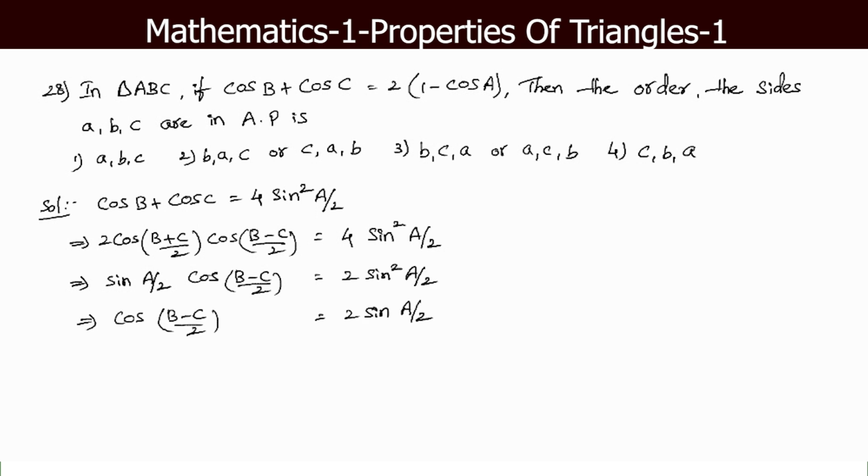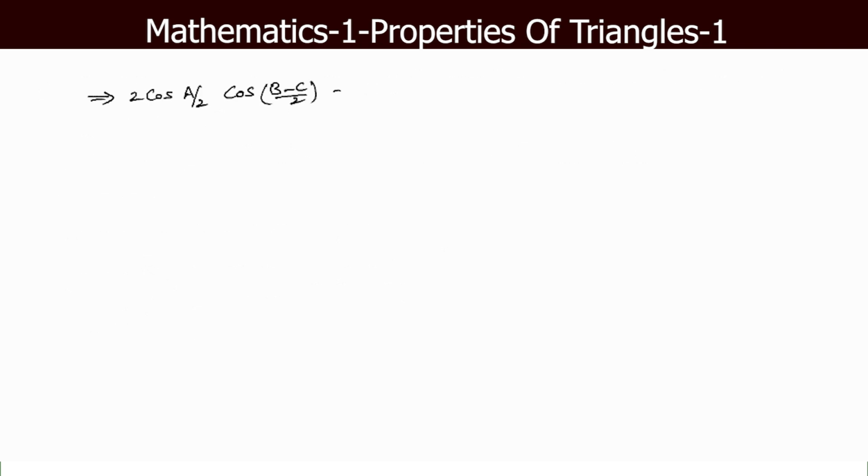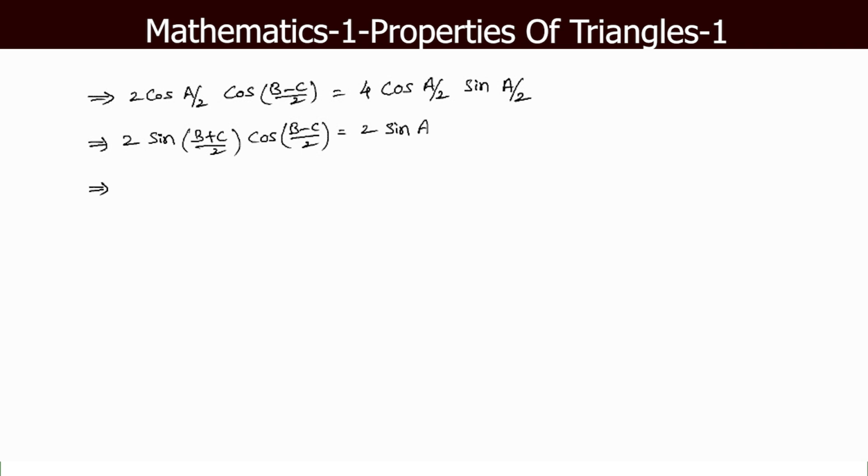Or that is 2 cos A by 2 cos (B minus C) by 2. Multiply both sides with cos A by 2, it is equal to 4 cos A by 2 sin A by 2. So that is 2 sin (B plus C) by 2 into cos (B minus C) by 2 equals 2 sin A, and this is nothing but sin B plus sin C. The left hand side, sin B plus sin C, is equal to 2 sin A. So therefore b plus c is equal to 2a. That means b, a, c or c, a, b, they are in AP. So correct option is option number 2.